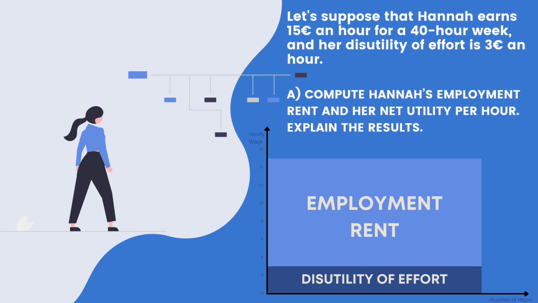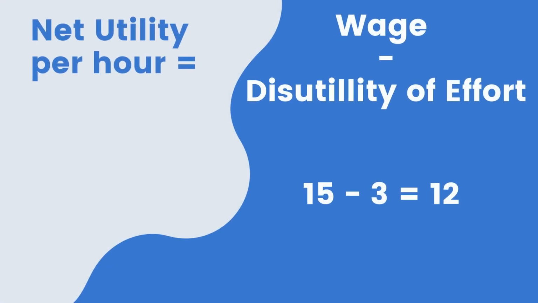euros an hour. Compute Hannah's employment rent and her net utility per hour. Explain the results. To compute the net utility per hour, we must subtract from Hannah's wage her disutility of effort, that is, 15 minus 3, which is equal to 12 euros per hour.